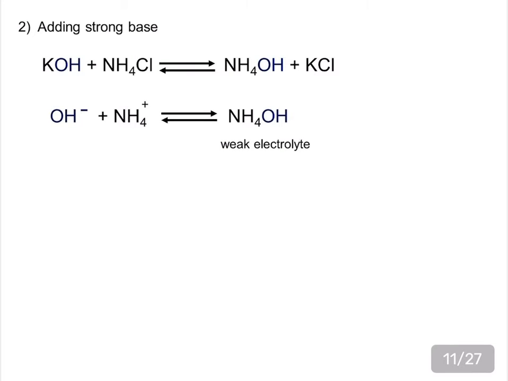So it's very easy to remember. If we add acid, it will connect with the acceptor from the buffer solution. If we add base, it will connect with the donor for protons from the buffer solution.